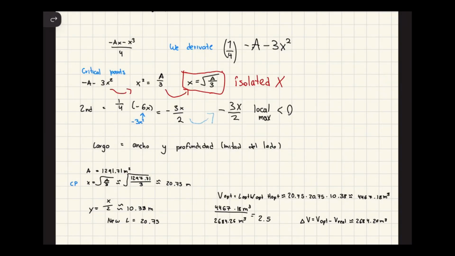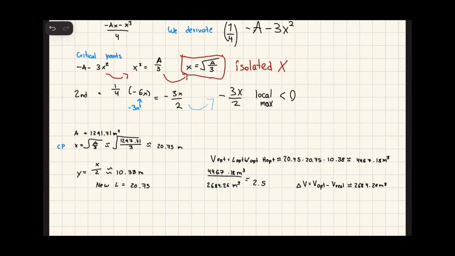Now we derived our equation, and this is our result. And we isolated x to get our critical point. And we used the second derivative test to know if it's a local maximum or minimum. Since it's less than 0, we can assume it's a local maximum. Now in the isolation of x, we use the real values to know that x equals 20.75. And if we isolate y and put in the real values, we know it's 10.38 meters.